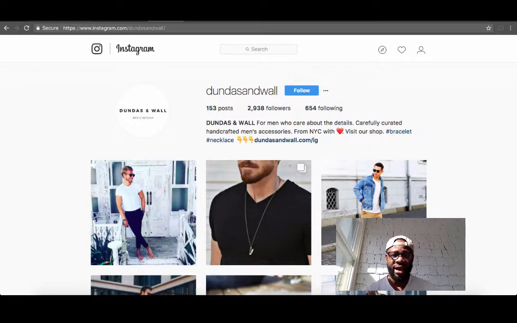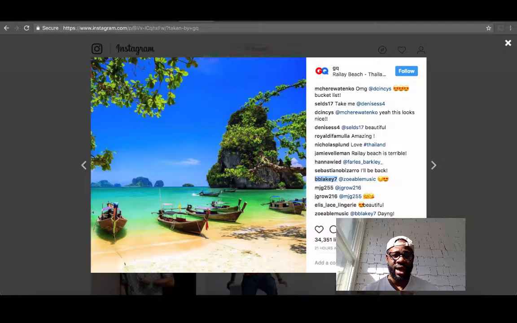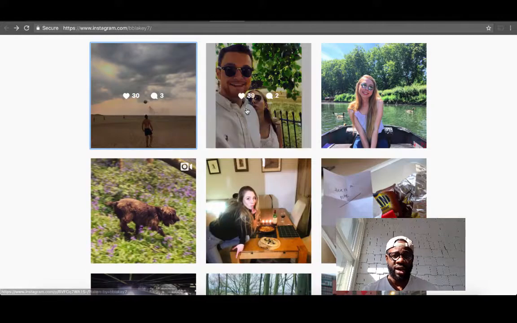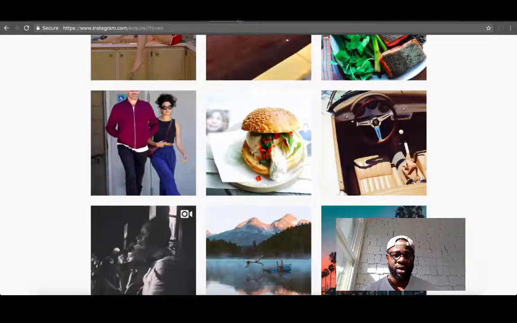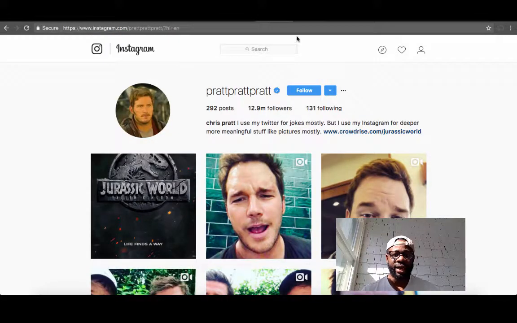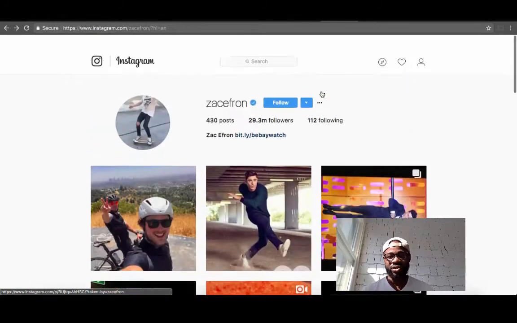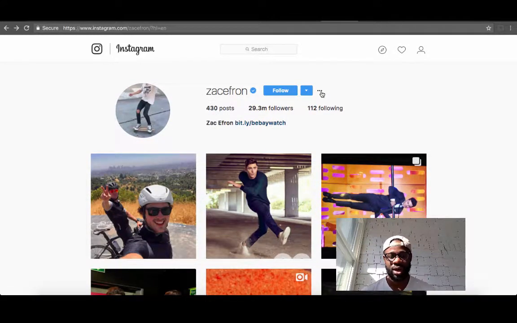So here I have GQ, and then we have Esquire. And then what you want to have is a couple of profiles that represent celebrities that are close to or within the same area your audience would be following or admire. And here I have Chris Pratt, I have The Rock, of course, and Zac Efron. So for guys who are cool guys and want to emulate the coolest movie stars in Hollywood, I've picked these profiles.